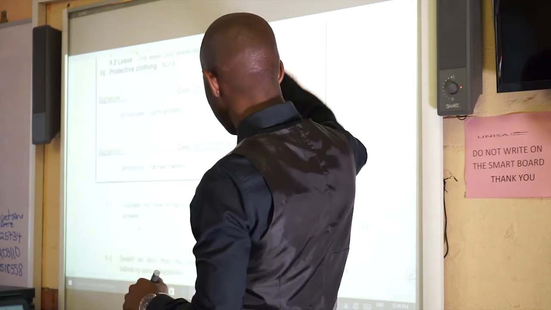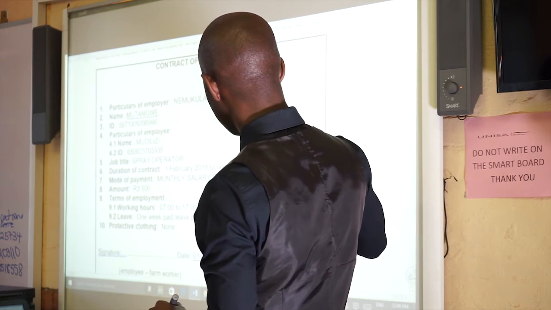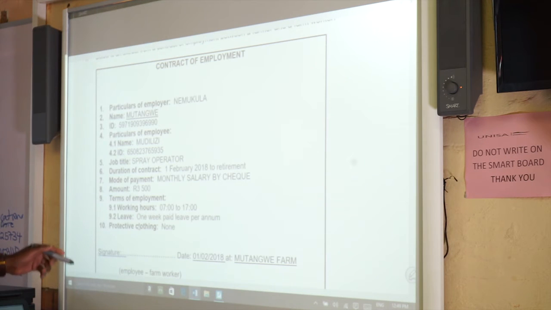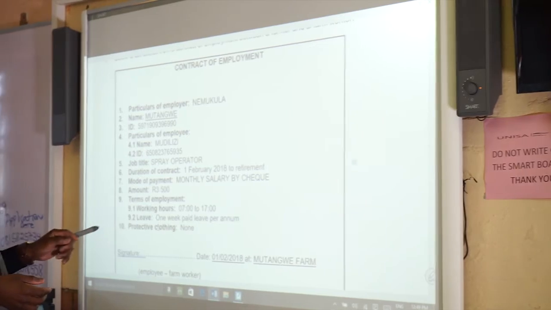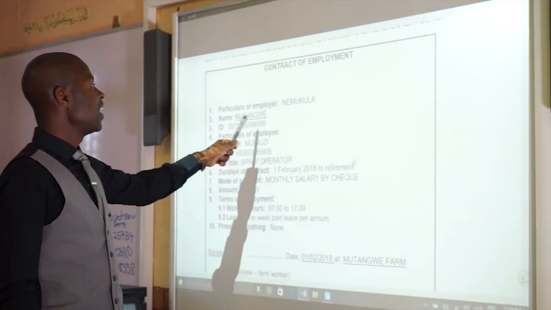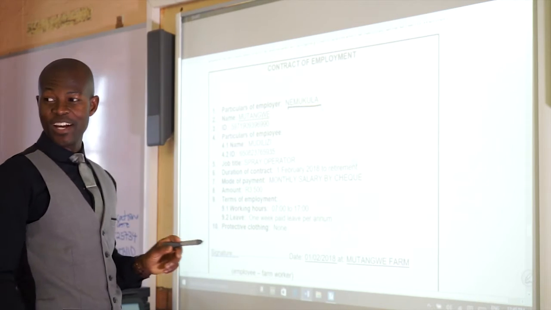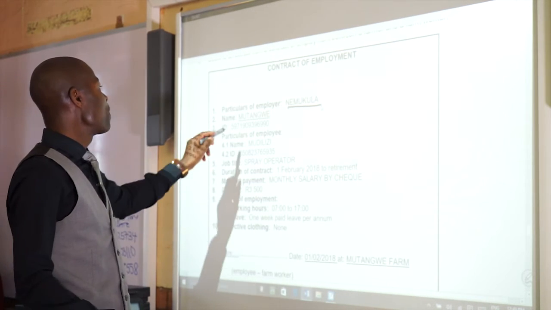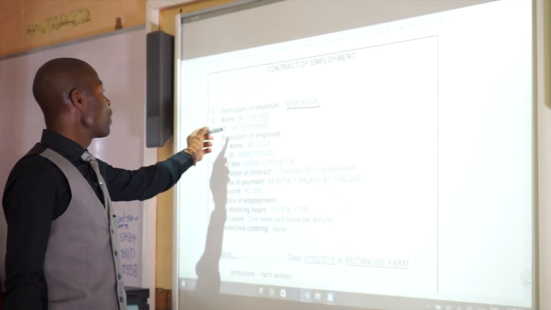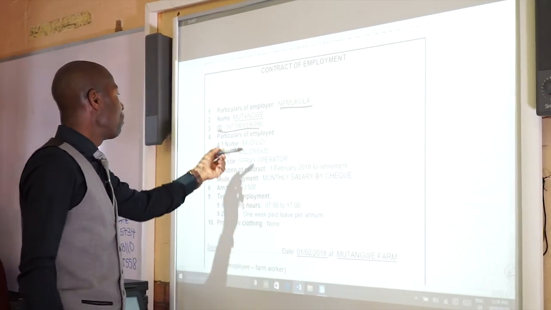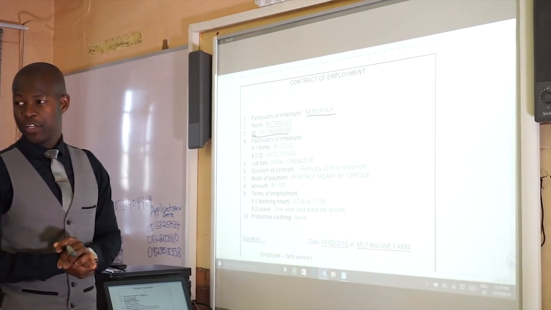Remember what we spoke of earlier, when we said that an employment contract should have the information of both the employer and the employee. So now look, who is the employer? Here is the employer, Nemokula. And here is the ID number of who now? Still the employer, but beneath, you now have the employee.